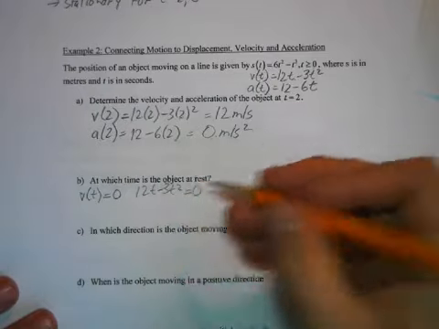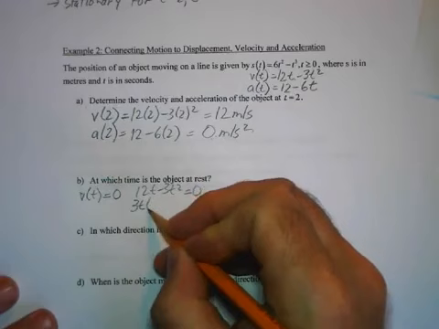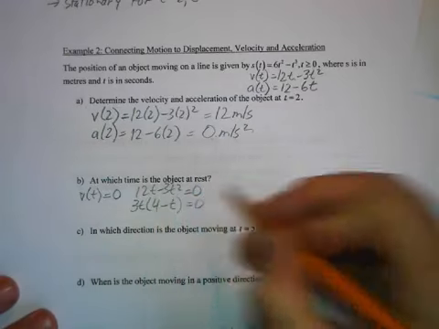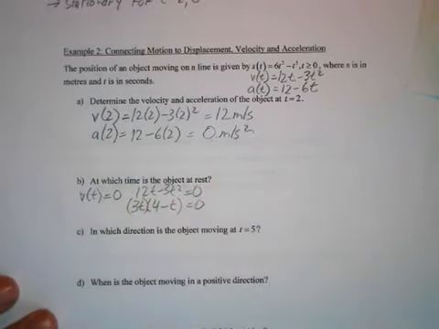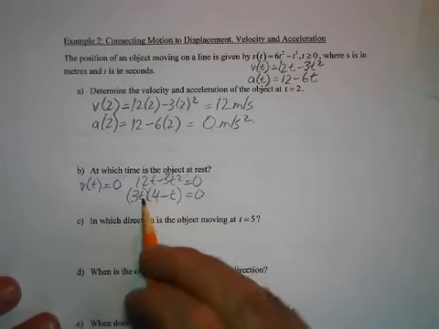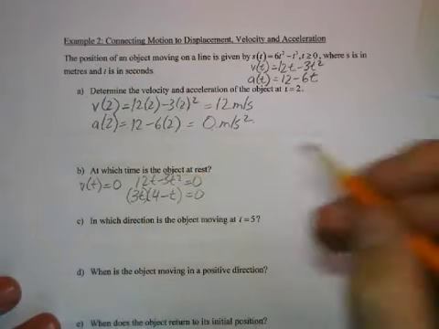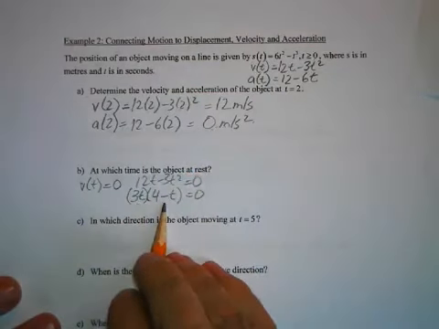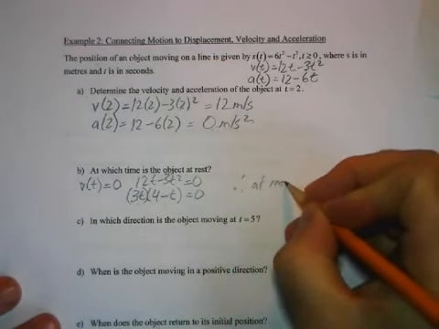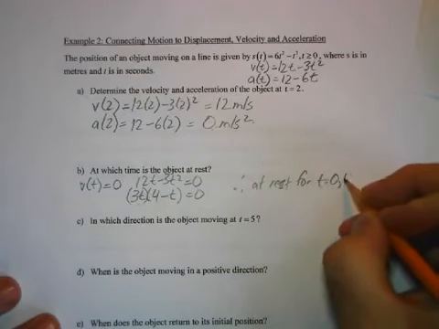Let's see how we can do this. I'm going to factor out the 3t, and I'm going to be left with 4 minus t equals 0, and put brackets around just to make it look more like a factor. So basically, whenever one of these is equal to 0 is when the object is at rest. So this is going to be t equals 0. This is going to be t equals 4. So therefore, at rest, for t equals 0, or 4 seconds.